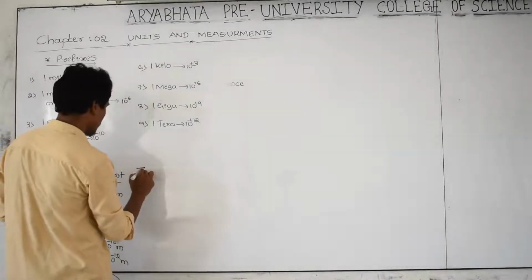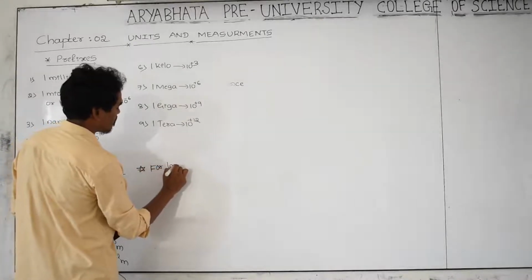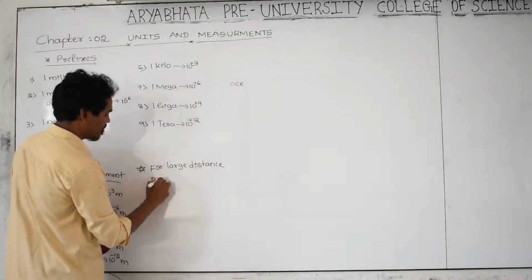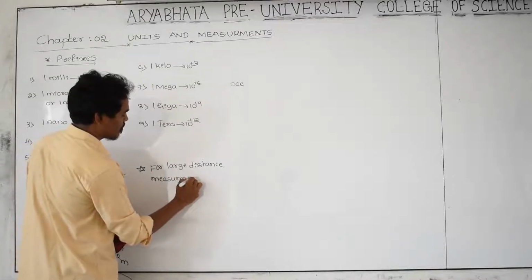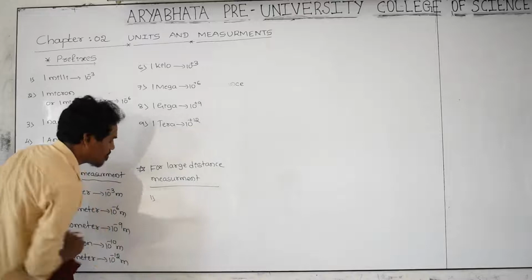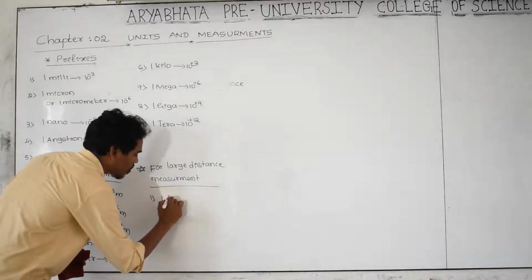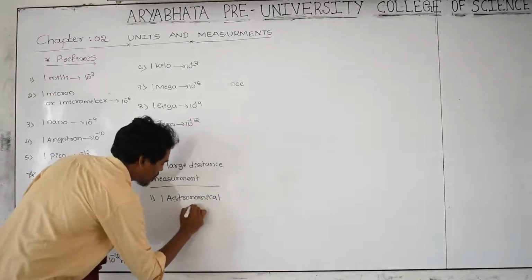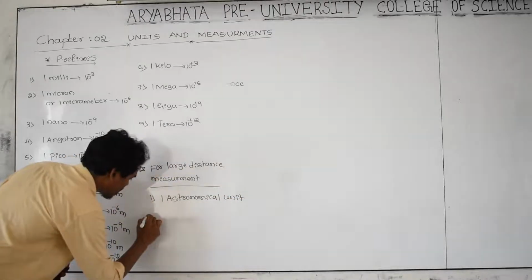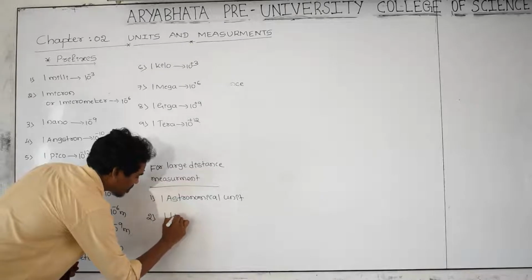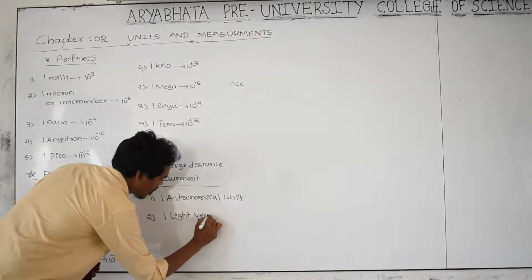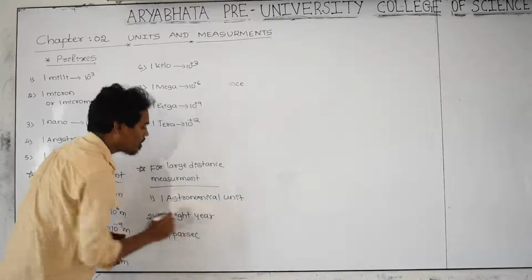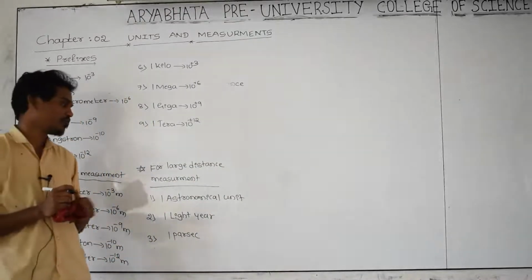These are all prefixes, and these are the units that we are going to use for large distance or length measurement. The first one, which is very important, is 1 astronomical unit. The second one is 1 light year. And the third one is 1 parsec. These are all the units that we are going to use for the measurement of very large distance.